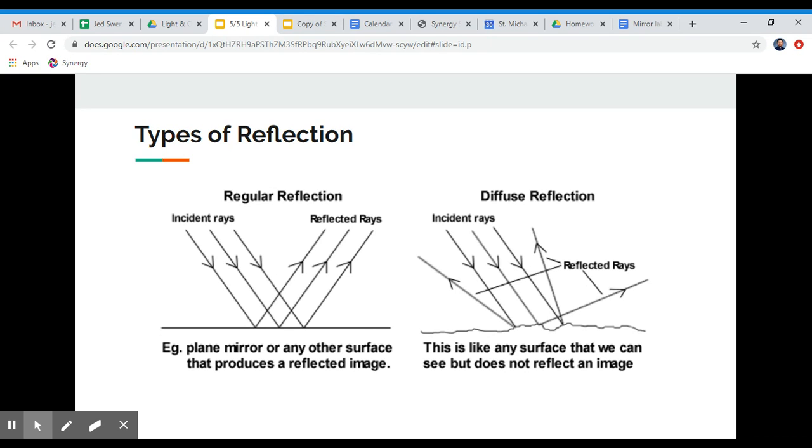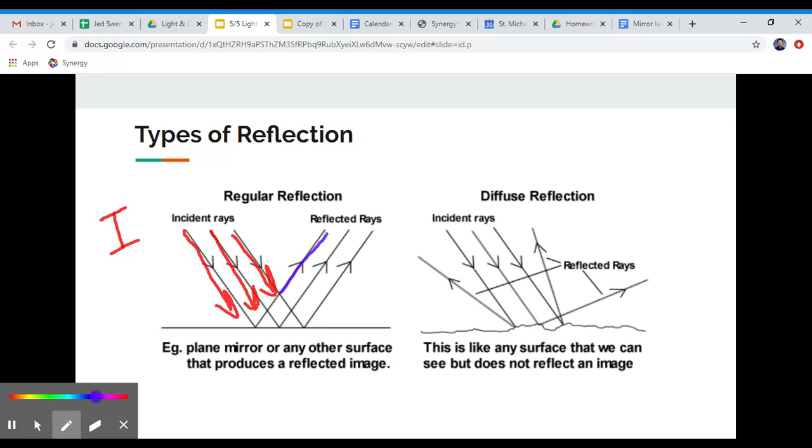And when we talk about reflection, we have two different terms for the rays that we use. We have incident rays, which are the incoming rays. I think of it as both start with the letter I. Incident means incoming. And then reflected rays are just the rays that bounce off. Okay, so incident and reflected rays.